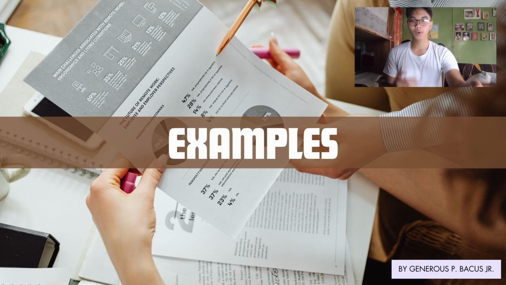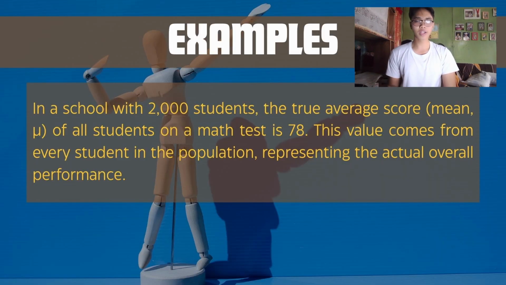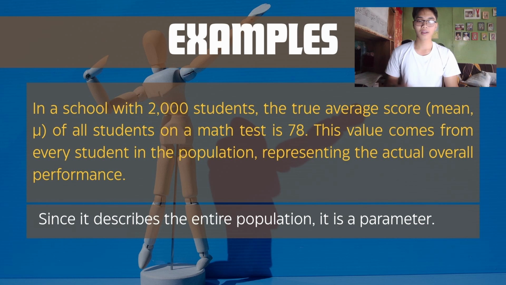For example, in a school with 2,000 students, the true average score, which is the mean or mu, of all students on a math test is 78. This value comes from every student in the population, representing the actual overall performance. So, what do you think it is? Is it a parameter or is it a statistic? Well, it's a parameter, since it describes the entire population, from the words true average score. From the sentence itself, you can basically get that it takes data from the entire population, not from a sample. Now let's move on to the next example.